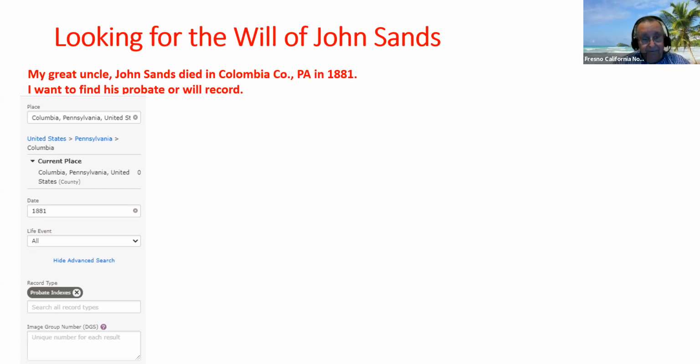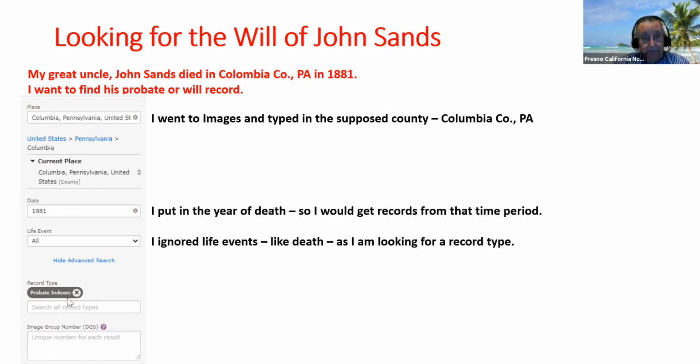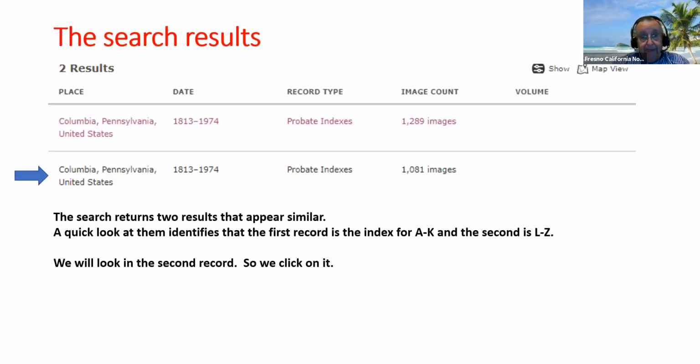Life events I left alone. What I did do is I went down to record type, and where it says search all records, I clicked there and pulled up probate indexes, because that's what I'd like to find, some kind of a probate index. Okay, once I got all that, I clicked search, and I came up with two results. And they cover 1881, and it has probate indexes, 1,200 images, and probate indexes, 1,800 images.